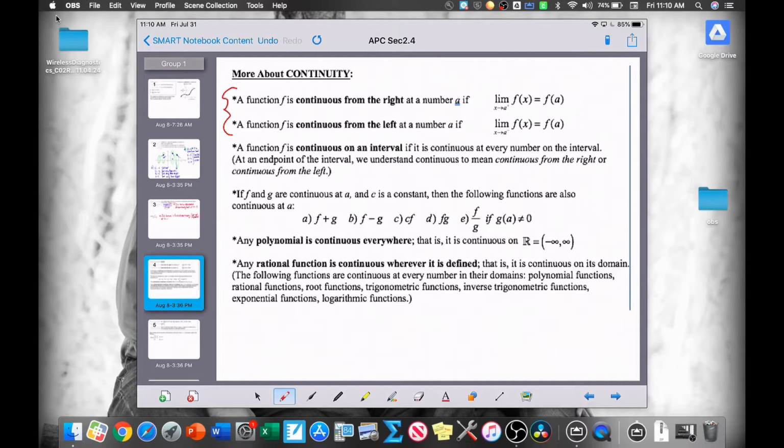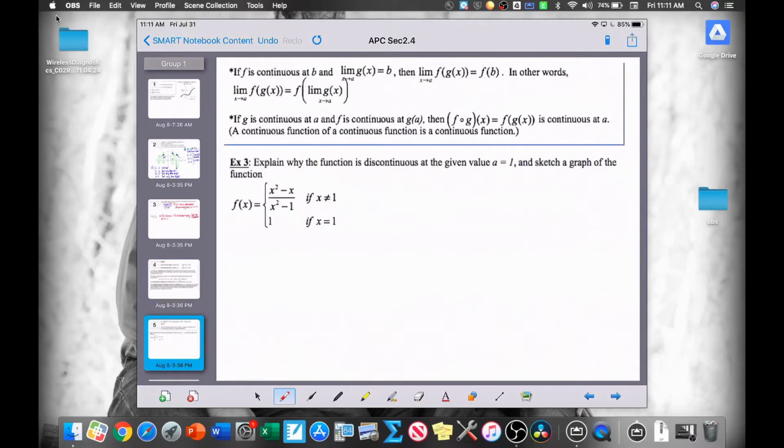And then we have our combined functions, addition, subtraction, multiplication, and division. Basically, if f and g are both continuous at some value a, then all of these combinations of functions are also continuous at a. A polynomial is continuous everywhere because its domain is all reals. So every polynomial should pass a lift the pencil test because they are always continuous everywhere. Rational functions are continuous wherever they are defined. So if you take the time to do the domain work and determine the domain of a rational function, it will be continuous everywhere in that domain.